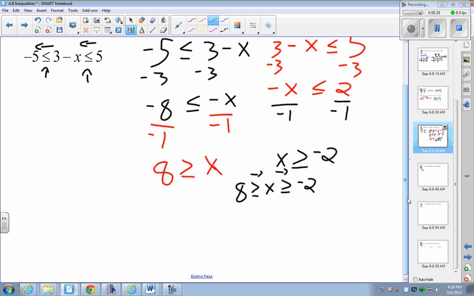Okay. So anyways, back to where I was. Let's write this in interval notation. So the smaller number is always going to come first. And since these are greater than or equal to's, we'll have -2, comma 8. And that'll be our interval.